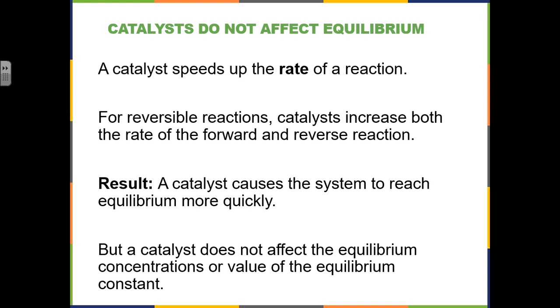Now, a catalyst is not going to affect an equilibrium. And I said I was going to retouch on catalysts, especially as it relates to reaction rates. It's important because it's capable of lowering the activation energy. But for reversible reactions, the catalyst increases both the rate of the forward and the reverse reaction. As a result, the catalyst causes the system to reach equilibrium more quickly. It's not going to affect the equilibrium concentration or the value of the equilibrium constant, but it will help them reach those points faster.